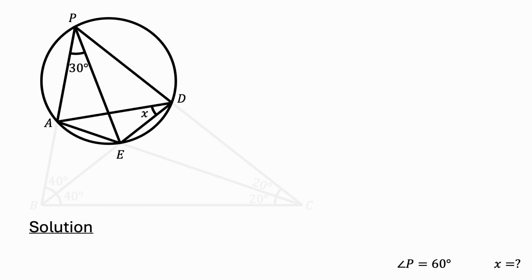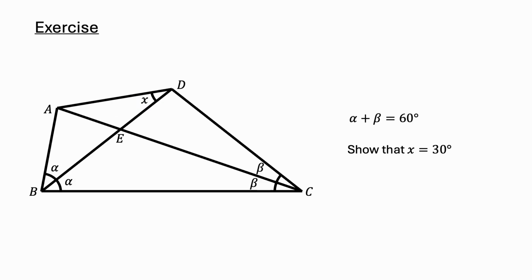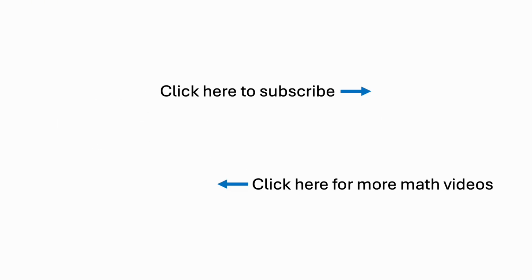Finally, return to cyclic quadrilateral AEDP. Angle EPA and angle EDA subtend the same arc AE. Since angles subtending the same arc are equal, we have x equals 30 degrees, which is the answer. As an exercise, try to solve this problem and see if you can get the correct answer. This marks the end of the video.